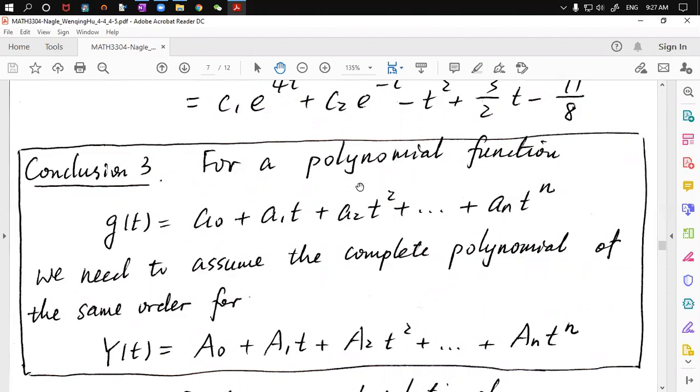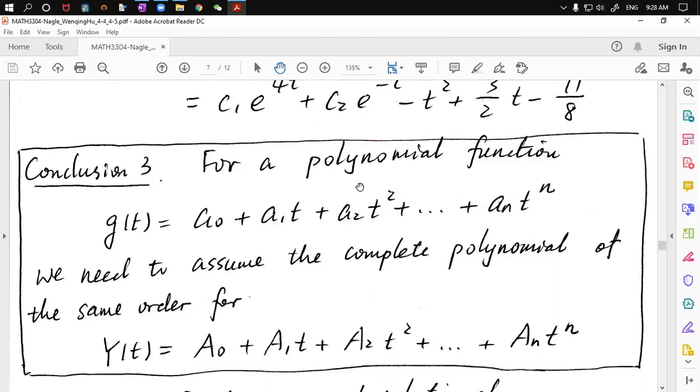So far we have seen 3 different examples. The first example is for an exponential function. We say that if your right-hand side is an exponential function, then you should try an exponential function with the same exponent, right? Exponent means the coefficient in front of the t, in the exponent. So you should try the same function with the same exponent, but change the coefficients, and you determine those coefficients. That's why this method is called the method of undetermined coefficients.